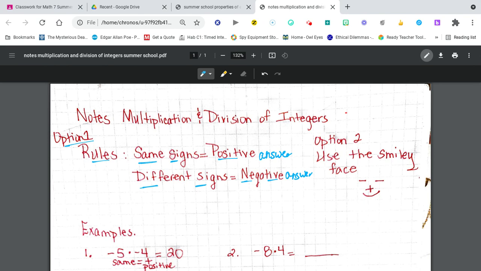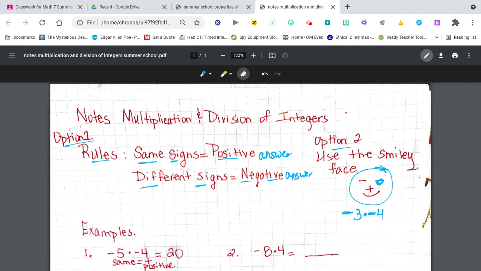Now, option 2 is to use a smiley face. Let me show you how it works. Suppose I have -3 times -4. Then I can cross out an eye because I have this negative. Then I can cross out another eye because of that negative.